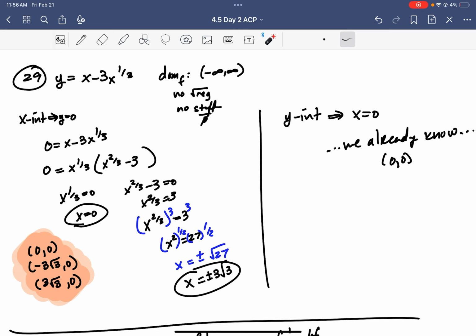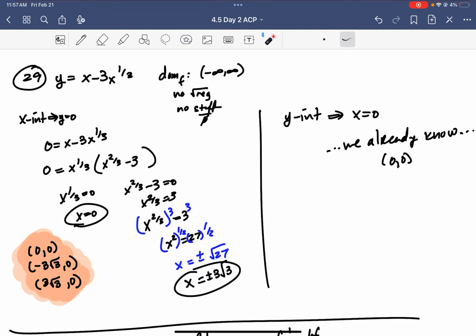So x-intercept is where y equals 0. If we factor out an x to the positive 1/3, we get this. Set equal to 0, we get this. And then over here, we get plus or minus the 3 square root of 3. So we get this.